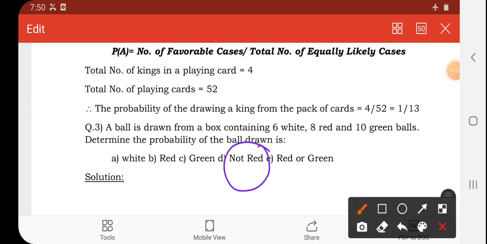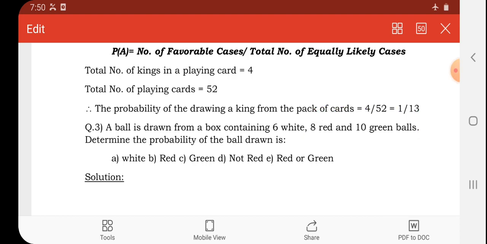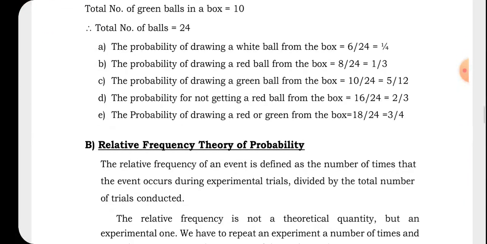Not red means you have to exclude this. So 6 white and 10 green. So 10 plus 6 is 16. So 16 by 24 will be your answer. Then last point is red or green. Red or green means what? Either red or green. So these two: 10 plus 8, 18. 18 by 24 will be your answer. This is how you have to find out. But the procedure to write down is like this. You have to write down. You just go through it.